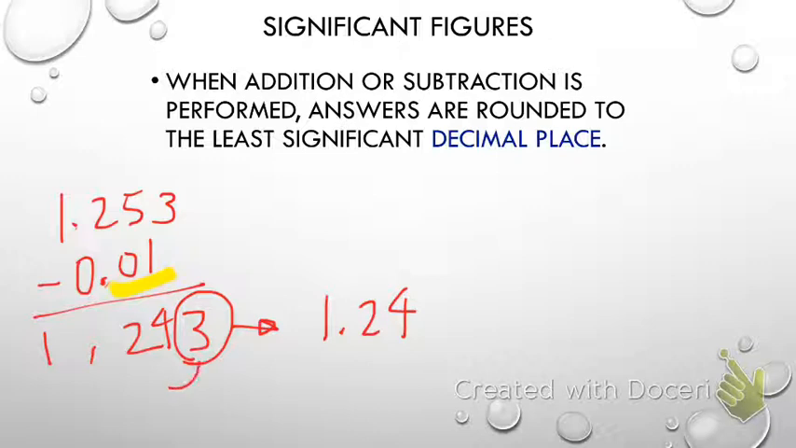Because that 3 would round down to 4, since it's less than 5. 5 or above, you round up. 4 below, you round down.